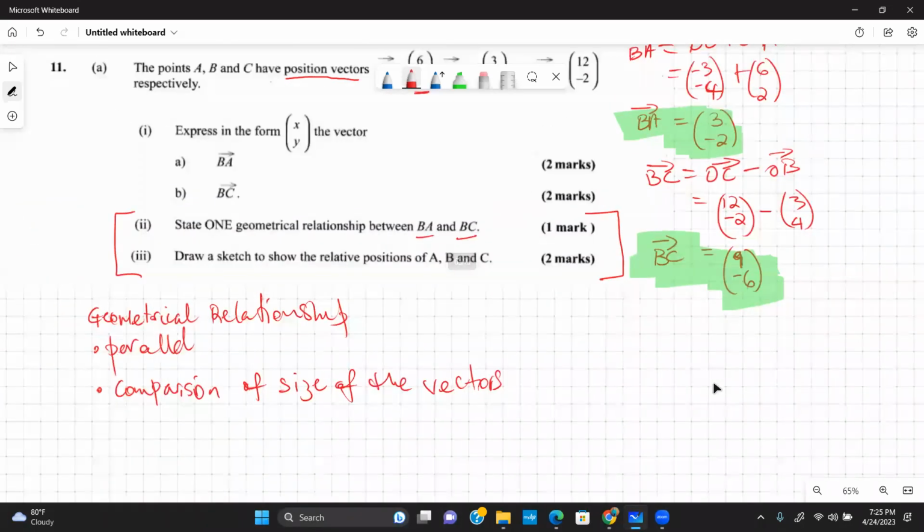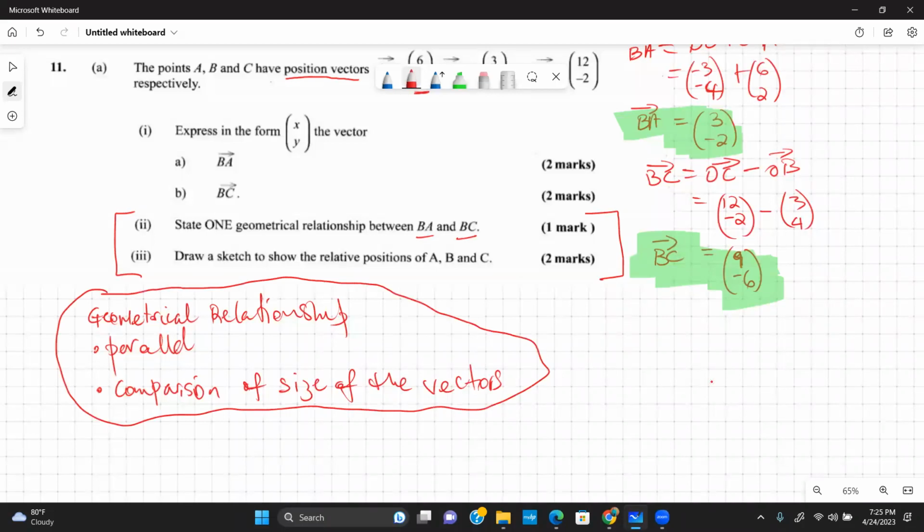So I'm just saying to you, note this down today, that you're doing vectors and they ask about geometrical relationship. Look for parallelism and anything that makes one parallel to the other. One vector is bigger. I'm going to show you what I mean.